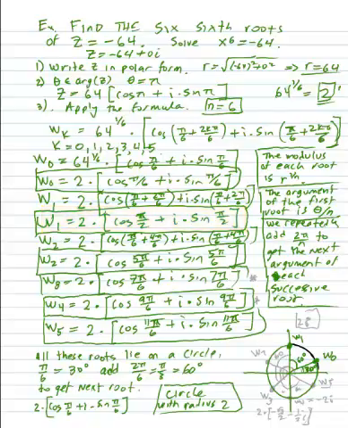Cosine of pi halves is 0. Sine of pi halves is 1. So the coordinates of w sub 1 are 2i. Now we're going to add another 60 degrees, which gives us the location of this next root.